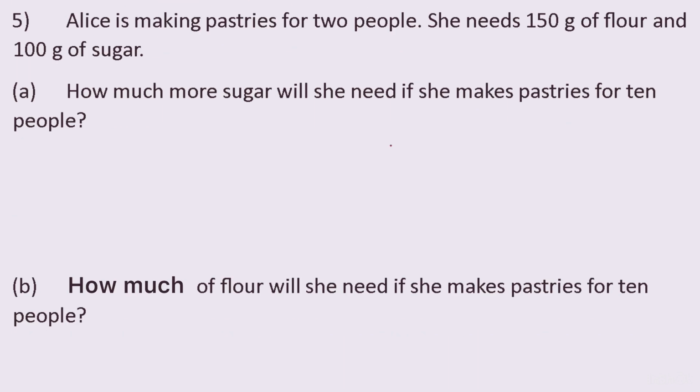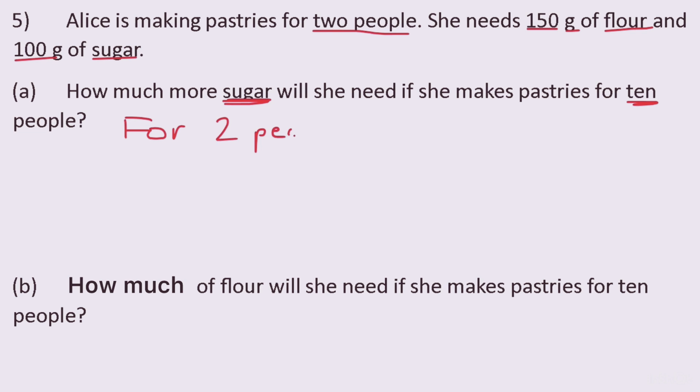And yeah. Question 5. Alice is making pastries for 2 people. She needs 150 grams of flour and 100 grams of sugar. How much more sugar will she need if she makes pastries for 10 people? So in this case, we use the proportion concept over here.